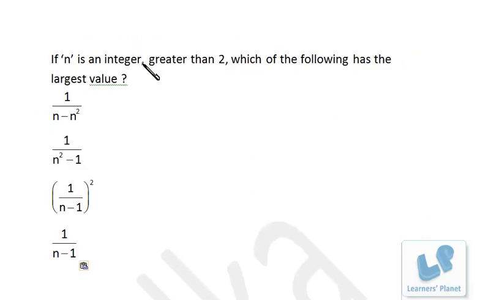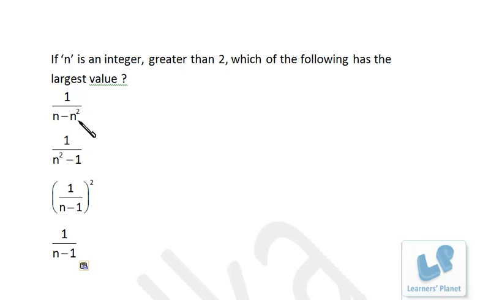Now let's see, if n is an integer greater than 2, which of the following has the largest value? Simply, nothing to do. Just take a value of n that is greater than 2. Suppose you take 3, right? And quickly solve it rather than analyzing each and every option and eliminating. Just keep on solving, because if you put n equal to 3, it's very easy to solve.